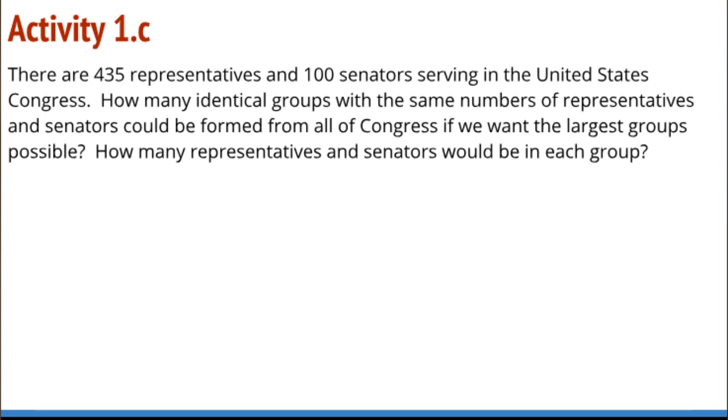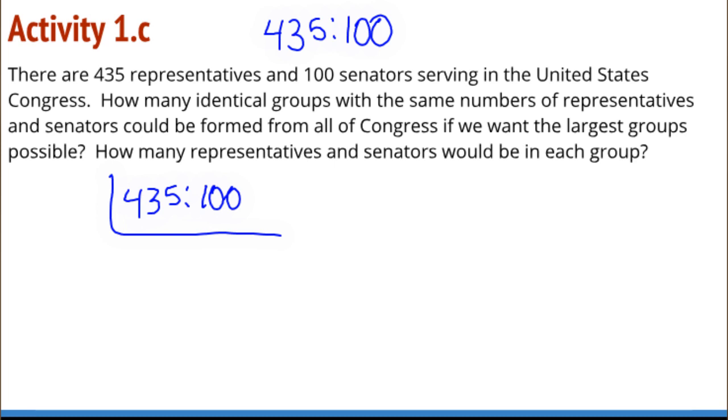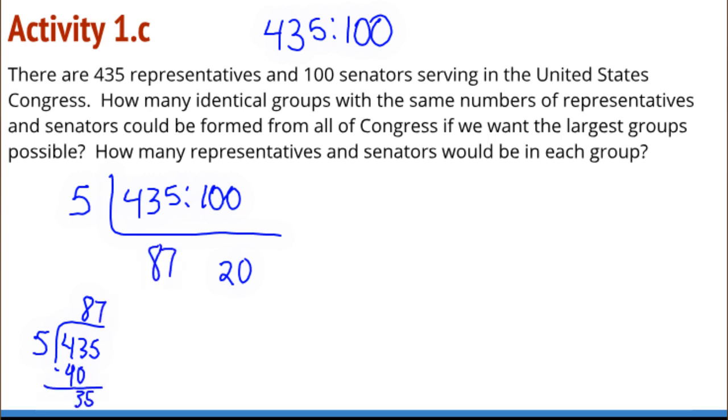So once again, I've got this ratio going on here, 435 to 100, and I would like to find, in some ways, the ratio value here. I'd like to make the largest possible groups out of this, which means I'm looking for a greatest common factor. Now, I can see that both of these can be divided by 5, which will give me a 20 here, and 435 divided by 5, I've got 87.